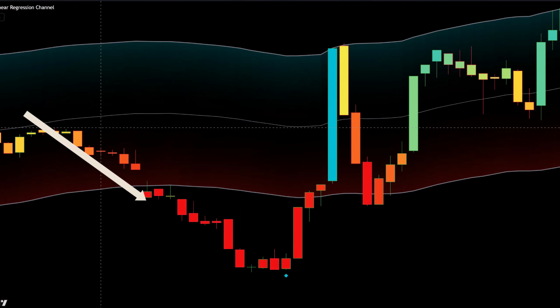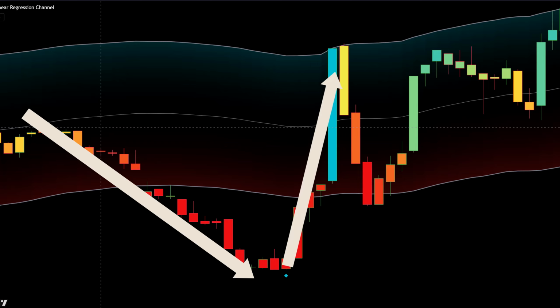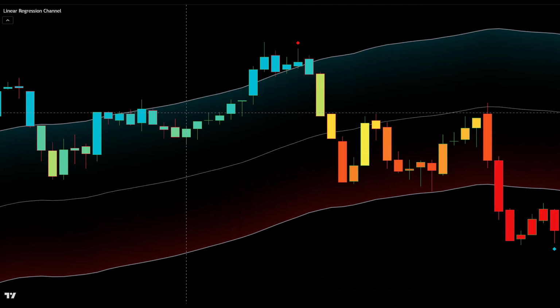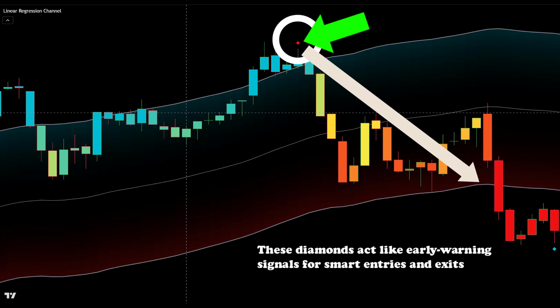Here's how it works. Let's say the price breaks below the lower band, and then you see a blue diamond pop up. That's the indicator telling you, get ready, this might reverse and push back up into the channel. The opposite is true when the price breaks above the upper band. A red diamond shows up, signaling potential exhaustion from buyers and a likely move back down toward the mean. These diamonds act like early warning signals for smart entries and exits.